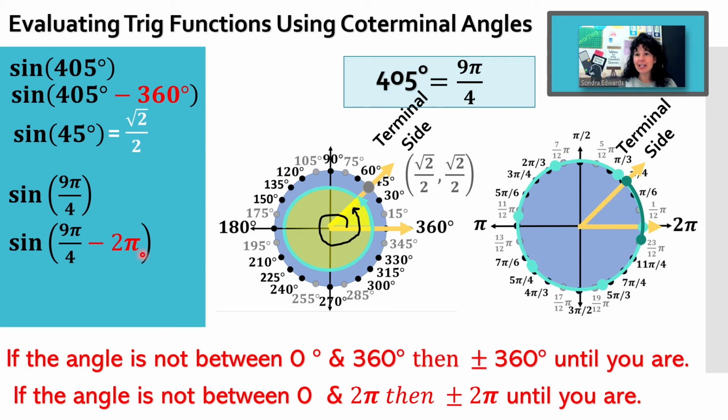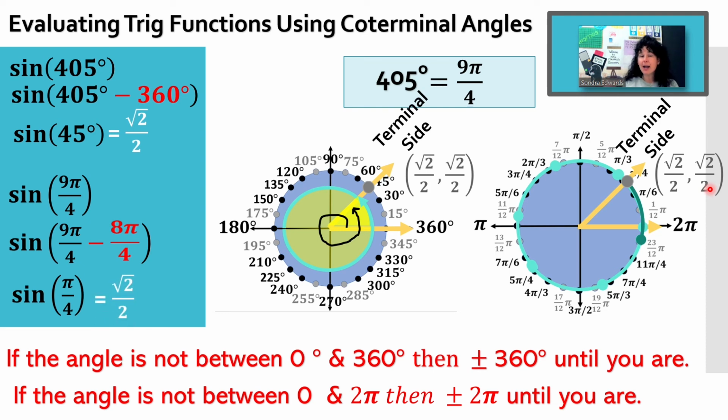Now when you subtract, you need a common denominator of 4. So let's multiply 2 pi by 4 over 4. So we have 8 pi over 4. 9 pi over 4 minus 8 pi over 4 is just 1 pi over 4. We go on the unit circle to pi over 4, which is in the same location there as 45 degrees was. So it's at root 2 over 2, comma root 2 over 2. The answer to sine is the y-coordinate, so the answer is root 2 over 2.